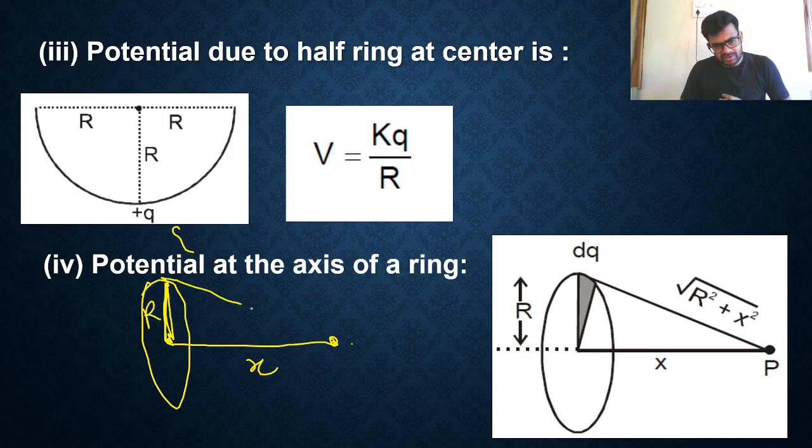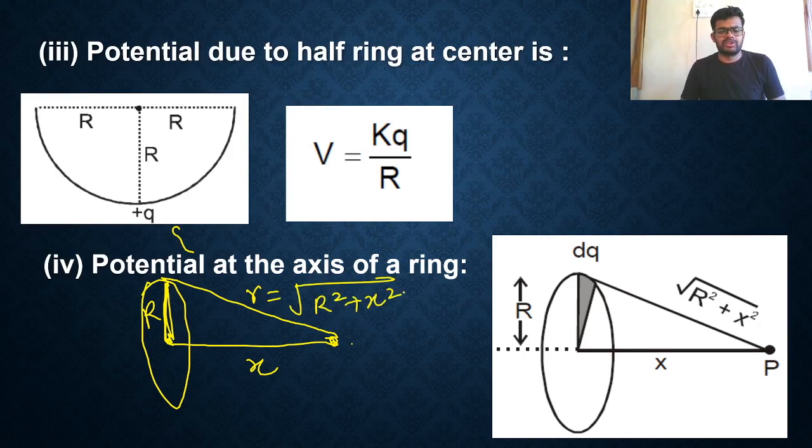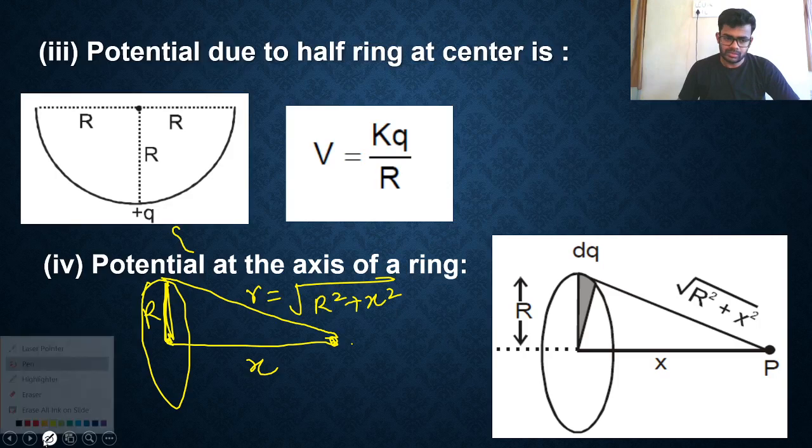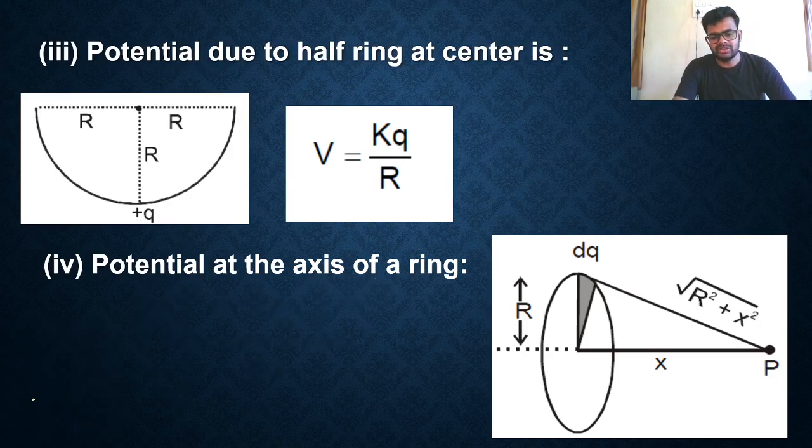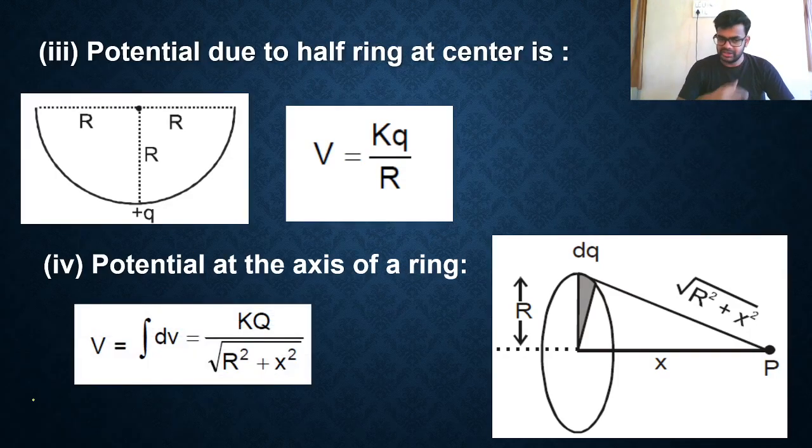This will make a right angle triangle, and this distance will be equal to the root of perpendicular square plus base square, so root of R square plus x square. You can see each and every point on the ring will have the same constant distance from point P, right? That's all you need to remember. The potential at the axis of the ring: V is equal to the integration of dV, so directly you will get kQ divided by root of R square plus x square, because the formula is simple: kQ divided by the distance. You know?